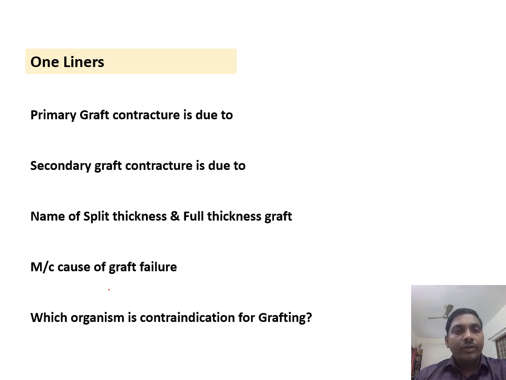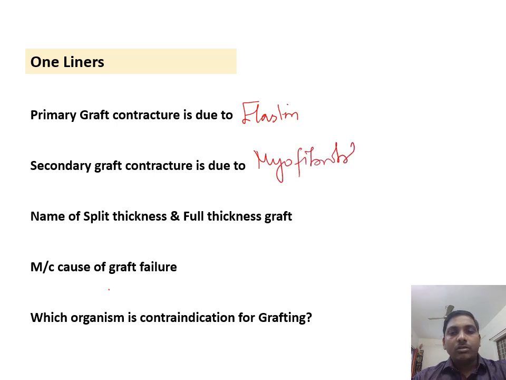Now moving on to the final slide, we will end this chapter with a few one-liners. The primary graft contracture is due to the elastin content present in the dermis, whereas the secondary graft contracture is due to the myofibroblastic activity. What is the name of the split thickness graft? That is going to be the Thiersch graft. What is the name of the full thickness graft? That is going to be the Wolfe graft.